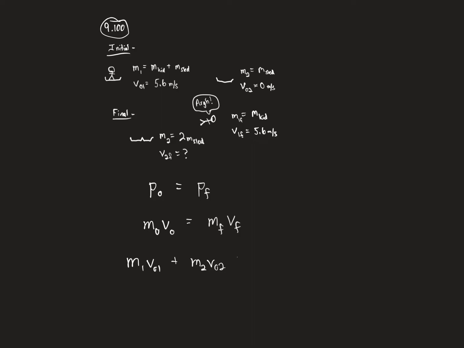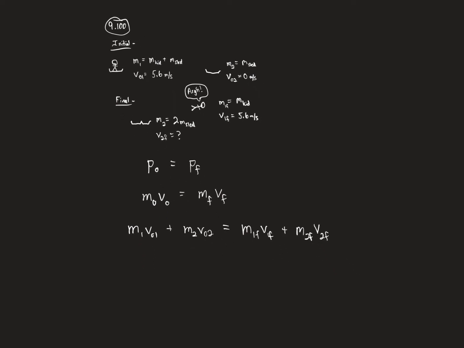And that has to be equal to the final situation, where I have mass 1 final times V1 final plus mass 2 final times V2 final. Because I have a kid and a sled initially, and then in the final situation, I have a kid, and then I have 2 sleds. So 2 systems initially and 2 systems finally. Mass 1 I can plug in as the mass of the kid plus the mass of the sled.